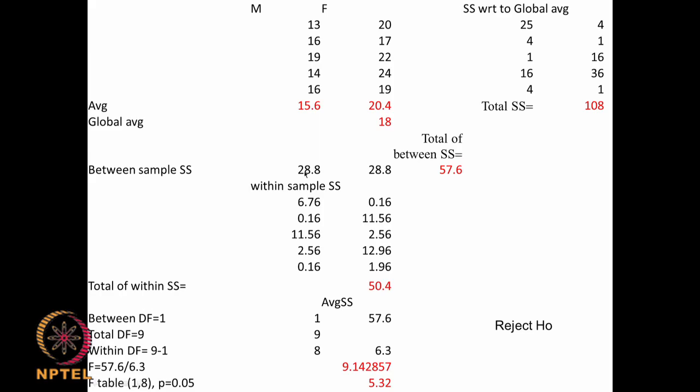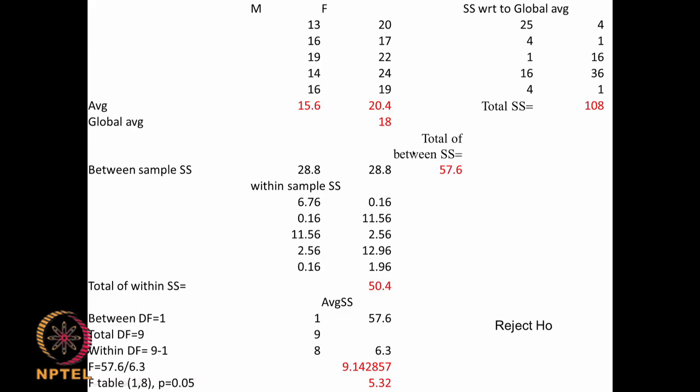Okay. So, how do I get this? So, I know the average of all the males, I know average of females, I know the global average, that means total average. So, I will subtract 15.6 minus 18, square it, multiply by 5. Okay. So, this is approximately about 2.4 squared, so 28.8. Then we have 20.4 minus 18, square it, multiply by 5. So, this will give you total of between sum of squares.